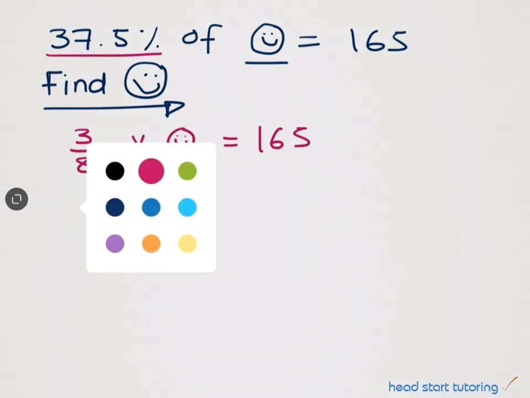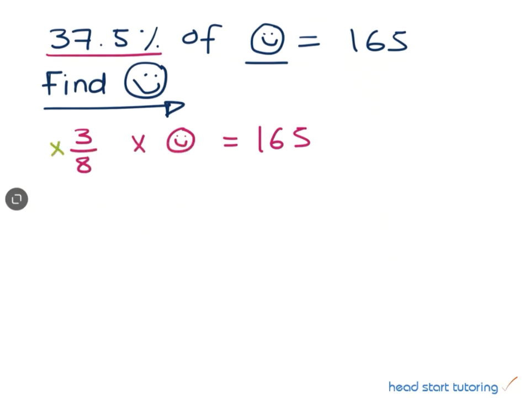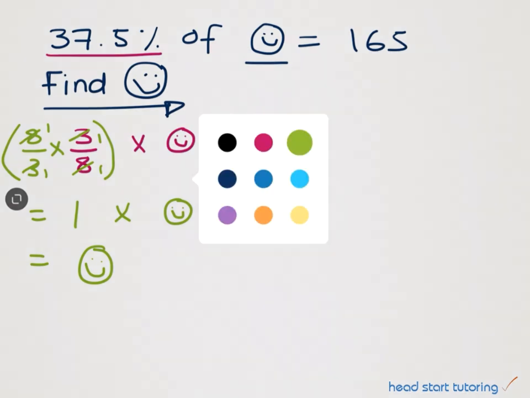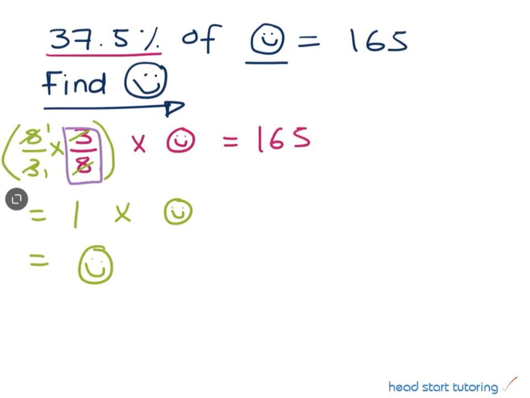So we need to actually multiply our 3/8 by 8/3 in order to get 1/2, because as you can see, if we cross cancel, 8 into itself once, 8 into itself once, 3 into itself once, and 3 into itself once, we end up with 1/2 multiplied by our smiley face, which is equal to just our smiley face, and that is exactly what we are wanting.